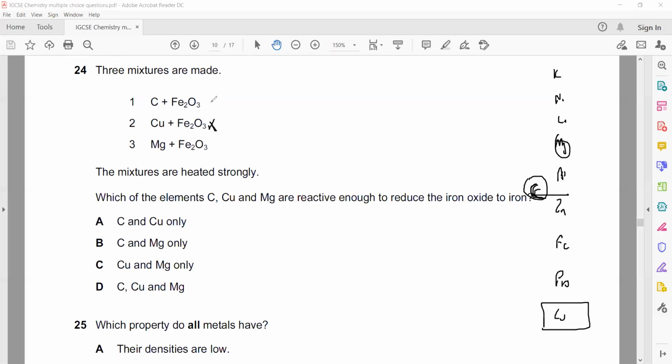So here there is no reaction with copper. There will be a reaction with carbon and magnesium. So C is the right answer.